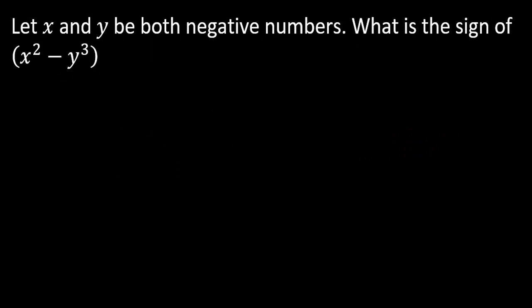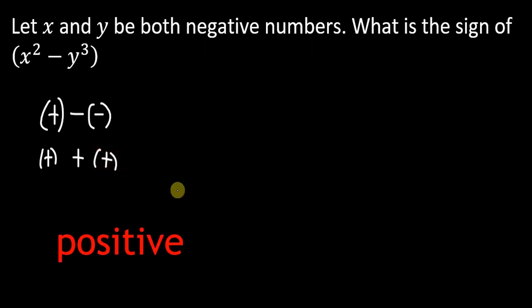Next example, let x and y be both negative numbers. What is the sign of x squared minus y cubed? So, itong x saka y parang negative. So, dahil even yung exponent, yan ay magiging positive. Then, minus, so, negative din to, i-cube mo. So, yung exponent is odd, so, ang sagot is negative din. So, what is positive minus negative? So, dahil double negative yan, so yan ay magiging plus. So, this positive plus positive. Yung negative magiging positive. So, obviously, ang sagot is positive.